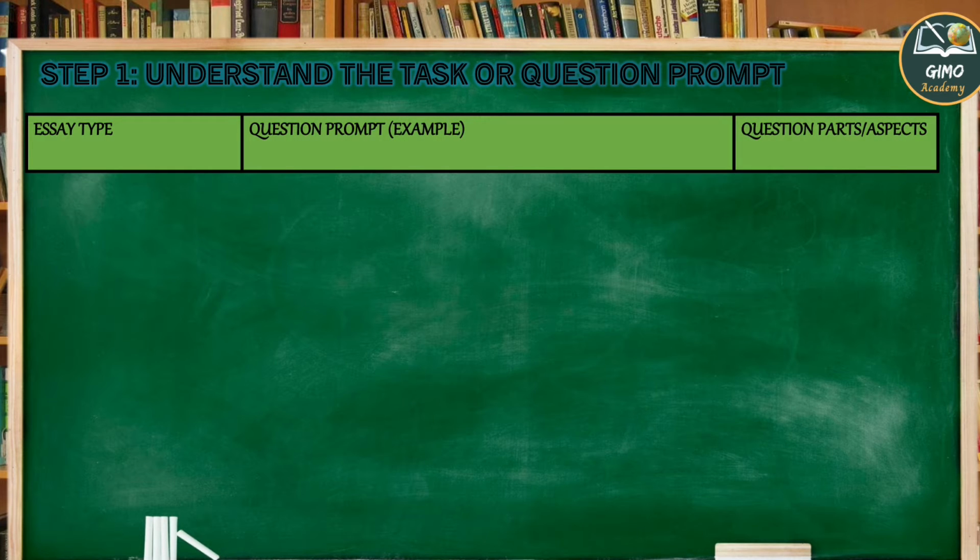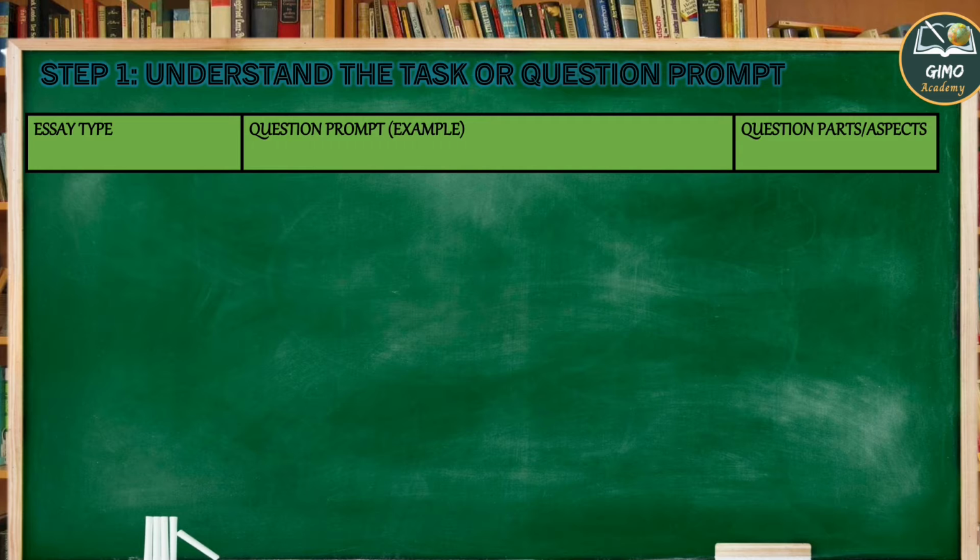So now we're going to share a table. On your left side, you can see the type of the essay that you are likely to find in your IELTS Task 2. In the middle, we are going to give an example of the question prompt, and on your right side, we are going to mention the main parts or aspects of the question that you need to tackle.